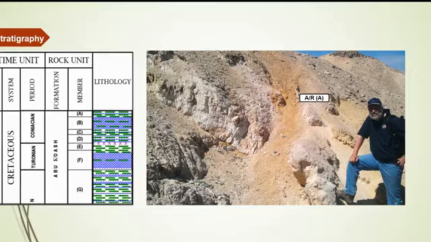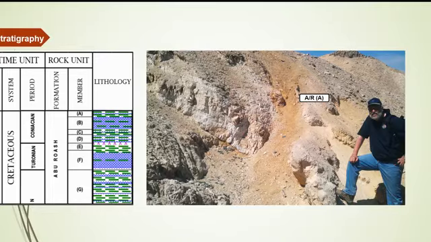Abu Rawash members contain mainly alternating beds of shale and limestone with intercalation of sandstone and marl. But the main components of the Abu Rawash members are shale and limestone. Abu Rawash A is composed mainly of shale and limestone with some marls. Here is the outcrop of Abu Rawash A.